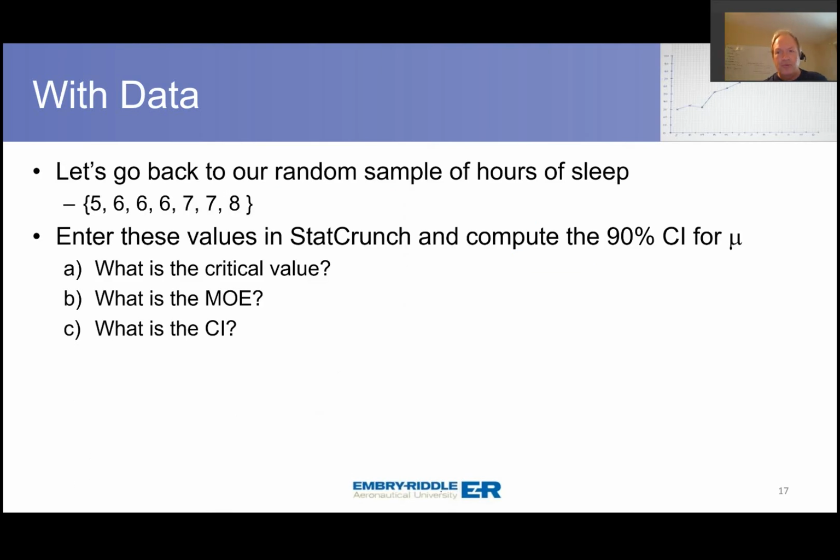So let's go ahead for our reading quiz. What I want you to do is I want you to take those hours of sleep from that random sample that we introduced a long time ago, and I want you to go ahead and enter these numbers on the second line in StatCrunch in one column. And I want you to compute a 90% confidence interval for the population mean, just like we did with the data set for the ages, and figure out what is the critical value, what is the margin of error, and what is the confidence interval. So you can go ahead and answer those reading quiz questions now.